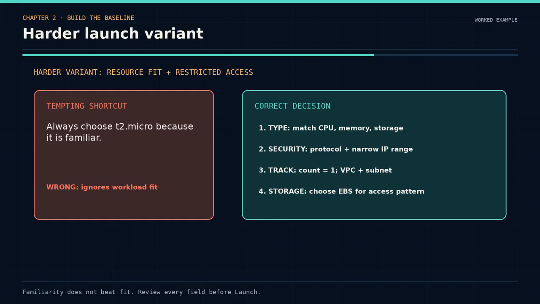The harder case recipe is the same chant with a stronger decision at each fork. Choose the region, choose the right AMI, match the instance type to resources, protect the key pair, set count to 1, choose VPC and subnet, narrow the security rules, fit the EBS volume, review, launch. Practice prompt. A workload needs more resources than T2.micro and restricted access. What wins, familiarity or fit? Fit wins. Match CPU, memory, storage, and network rules to the stated need.